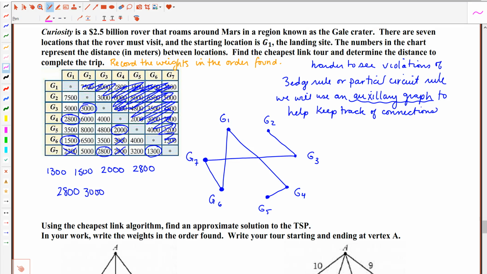So here's where I'm going to look at my auxiliary graph and see what edge I would need in order to close this circuit. It's going to be this edge right here that connects G2 to G5. So G2 to G5, it looks like it's going to be this weight right here. That's going to be the last one that I need to finish my cheapest link algorithm.